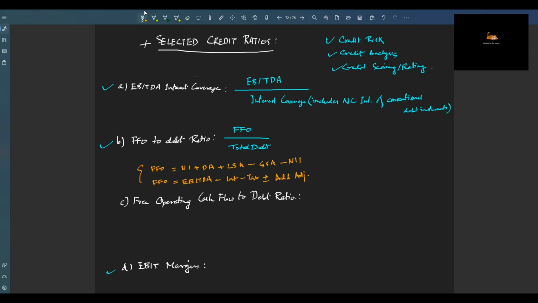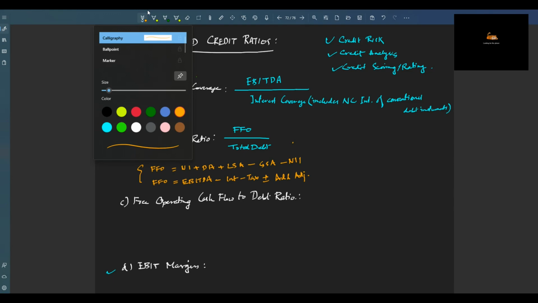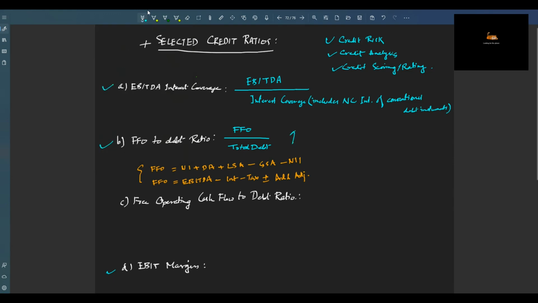Obviously, FFO to debt, we want this number to be high, right? Similarly, EBITDA to interest coverage, we want this number also to be high. Free operating cash flow to debt ratio. This is cash flow from operations with the right adjustments divided by total debt. We want this number obviously high.